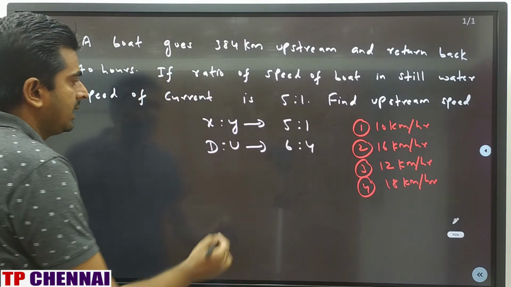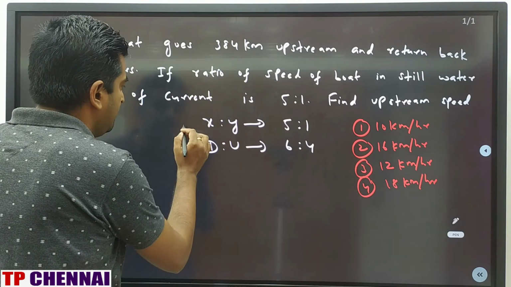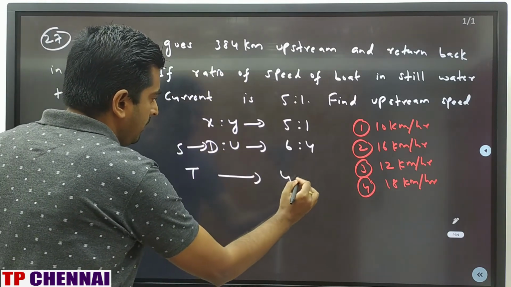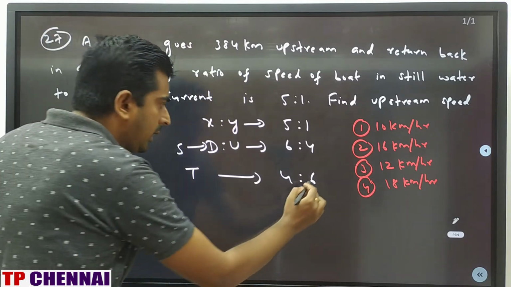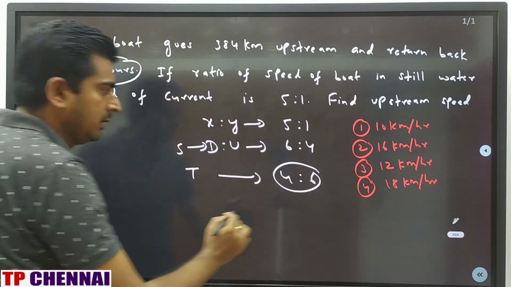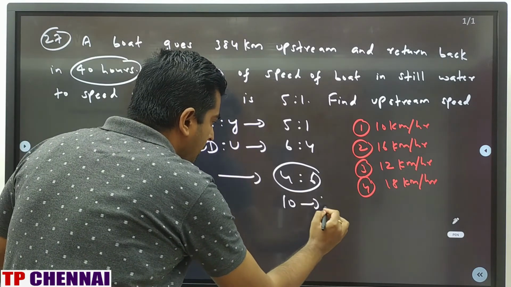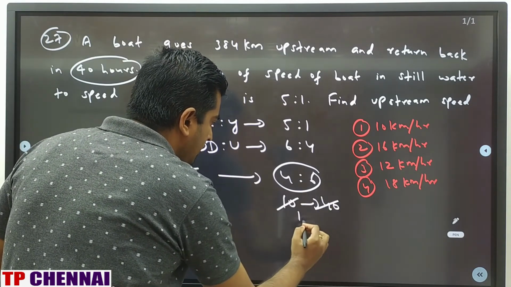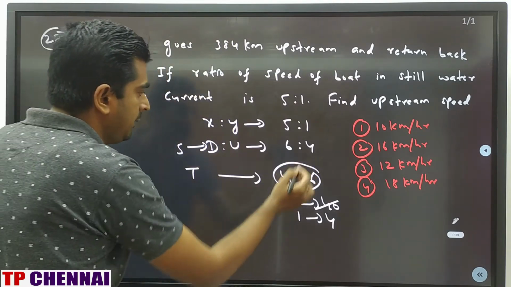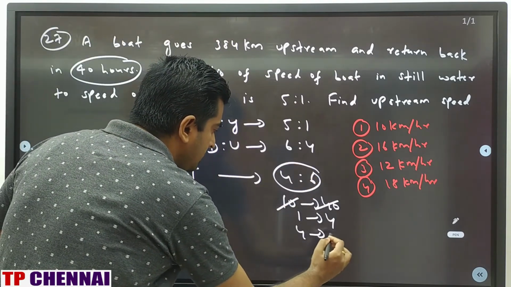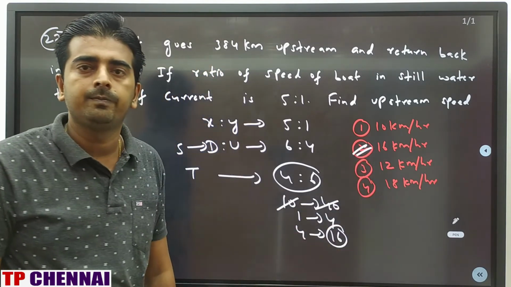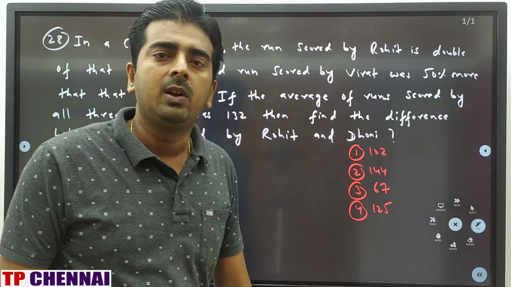Right? So what about time? This is speed. What about time? 4:6. Total time is 10, and how much is he taking? 40 hours. So that means 10 part is 40, 1 part is 4. Now what are they asking? Find the upstream speed. Upstream speed is 4, so 4 part is 16. My answer is 16 km/h. Second option. So I hope you cleared 27. Now we'll see 28th one.